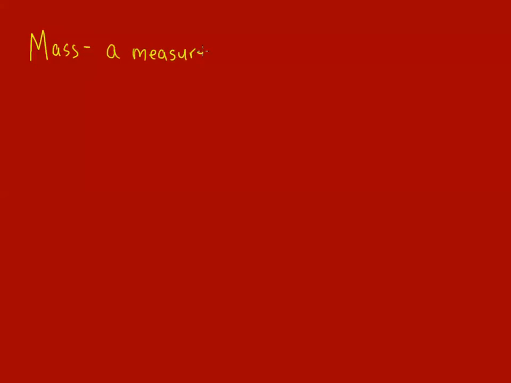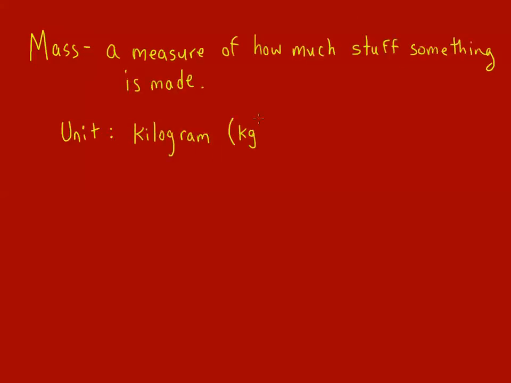Mass is a measure of how much stuff something is made of. The unit for mass is kilogram. Weight and mass are not the same thing. Weight is the force due to gravity that's acting on an object. We'll talk more about that later on.